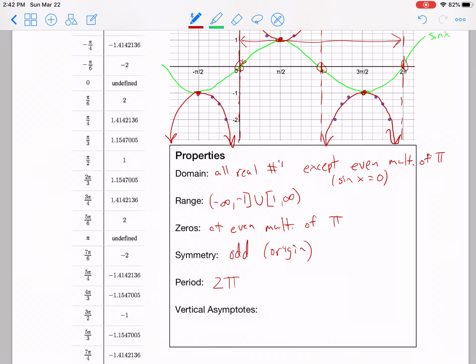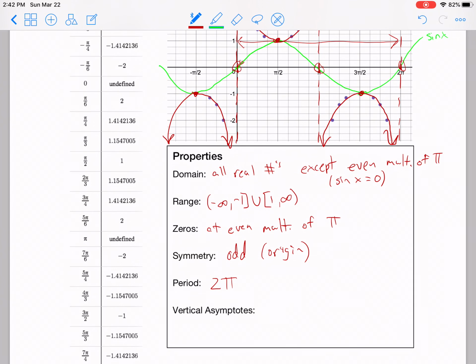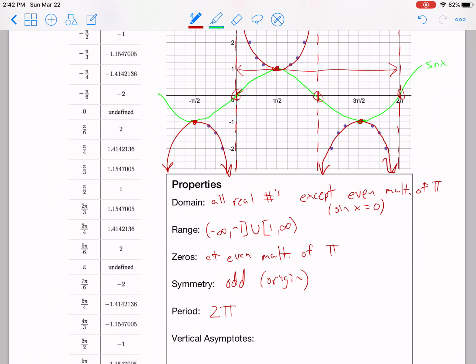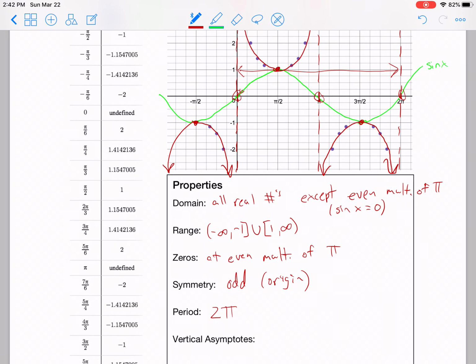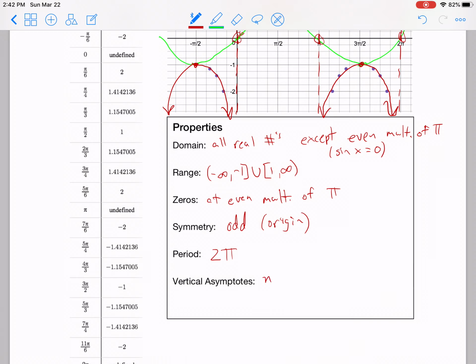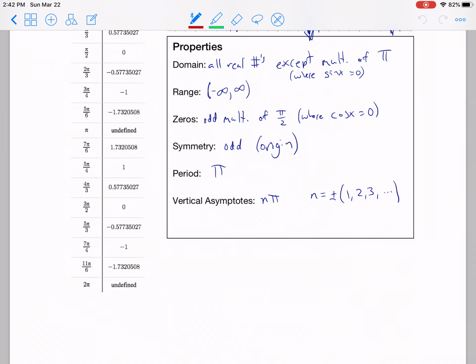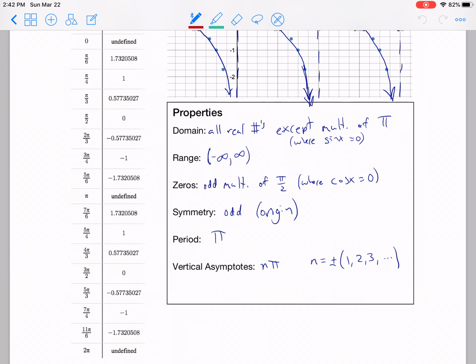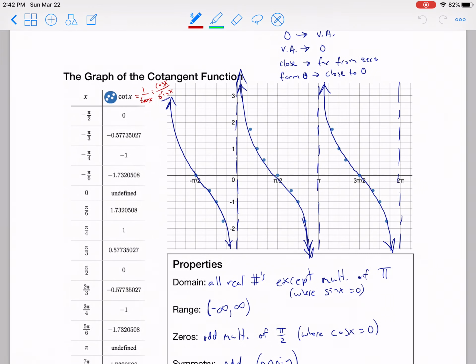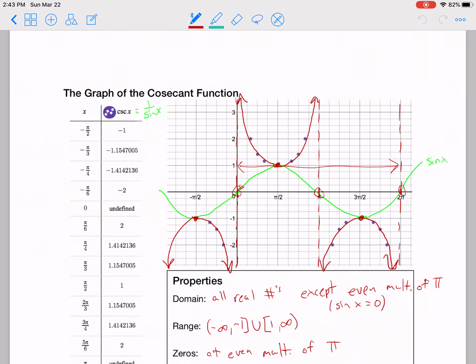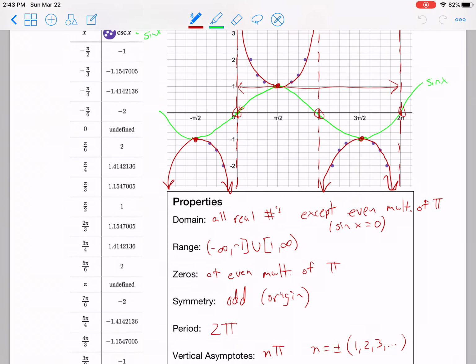And then our vertical asymptotes, like we talked about, they're occurring at, really between the zeros. They're the zeros of sine, which occur at n pi's, where n is plus or minus 1, 2, 3, so on and so forth. All right, and that's just like over on this one right here, which was for our cotangent. Okay, and that's where our asymptotes occurred, because they're both occurring where sine of x equals 0. All right, well, that's the very last graph that we had to do here.